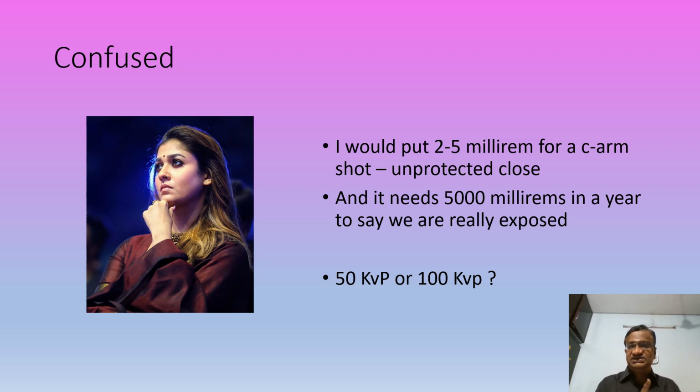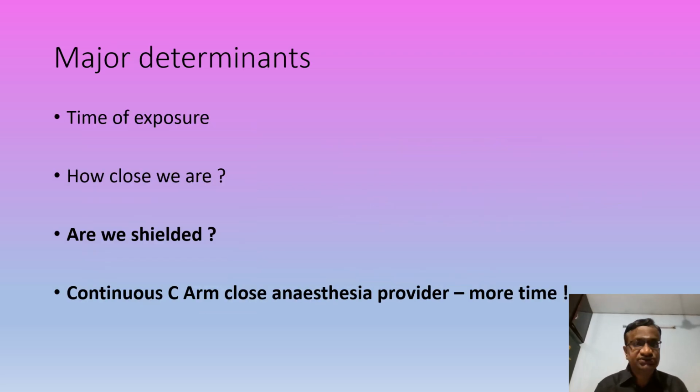The problem here is who is using what kVp. For example, the orthopedicians will see the radius at 50 kV. But sometimes if you want to see the spine, it is 100 maximum, and they will prick and it will be continuous screening like this, instead of short shots. All these things matter, but normally it is 2 to 5 millirem for a C-arm shot, and we need 5,000 millirems to say we are exposed.